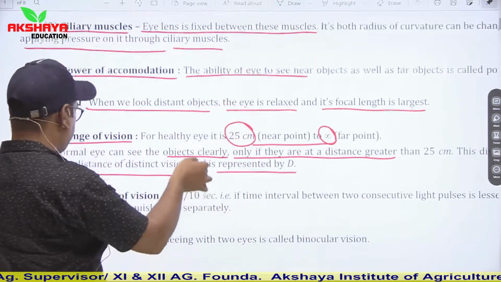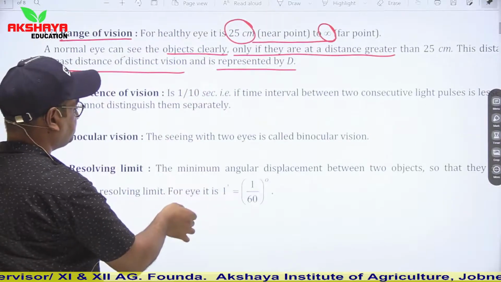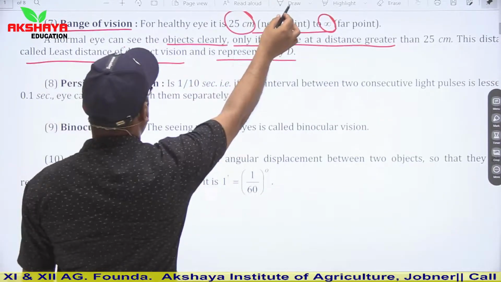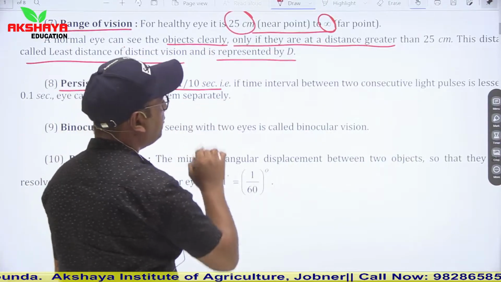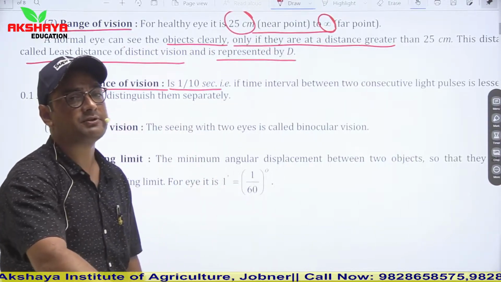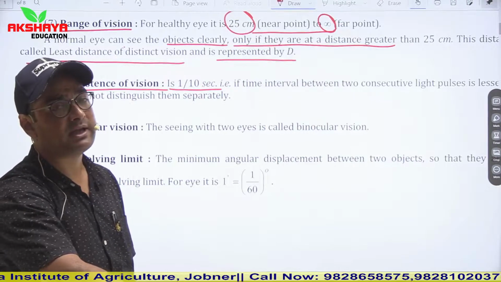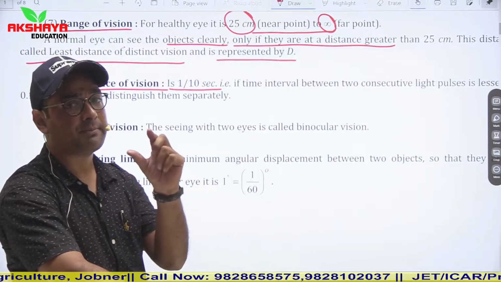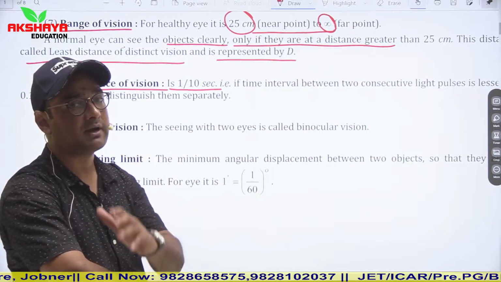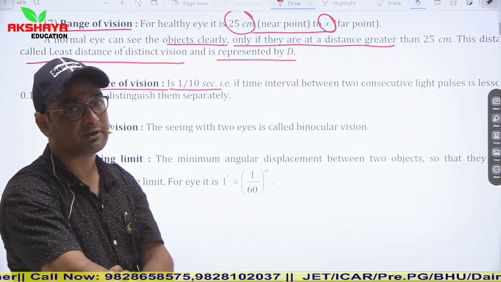Now see persistence of vision. If we talk about persistence of vision, then this is 1 upon 10 seconds. Persistence of vision means whenever we see any object and we remove our eyesight from that object, then for 1 upon 10 second time interval our eyes has the same object in front of it.